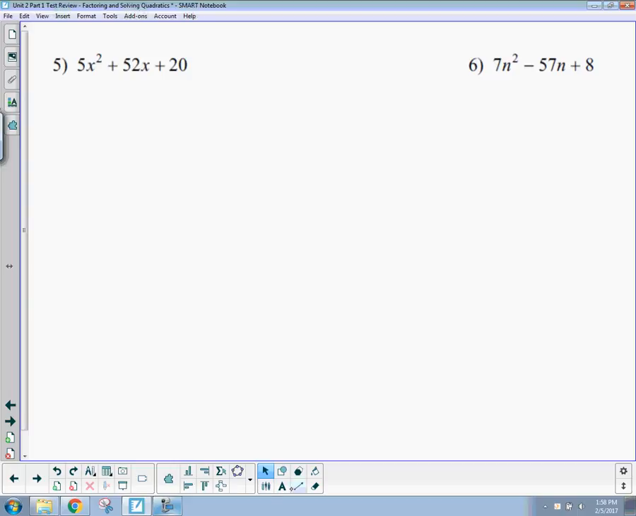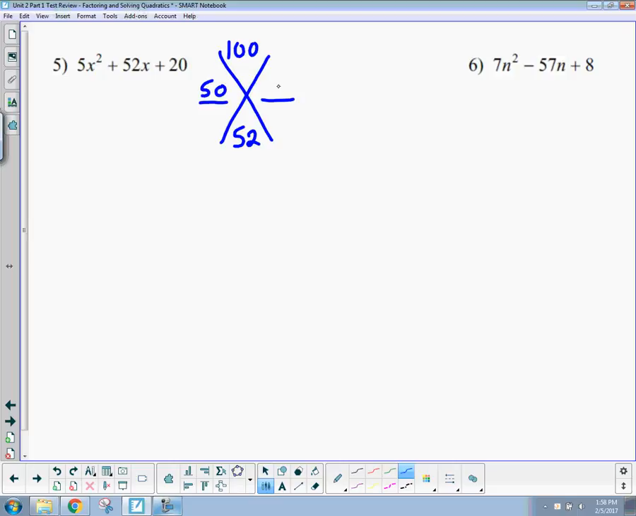Sorry about these boxes still staying there. Alright, just looking at it, can I pull a 5 out of any of these? Nope. So this is probably as low as it gets. 5 times 20 is 100, and 52 is in the middle. Just by looking at 52, I can already think of what the numbers are going to be. 50 and 2. Multiply these two, you get 100. Add them up, you get 52.